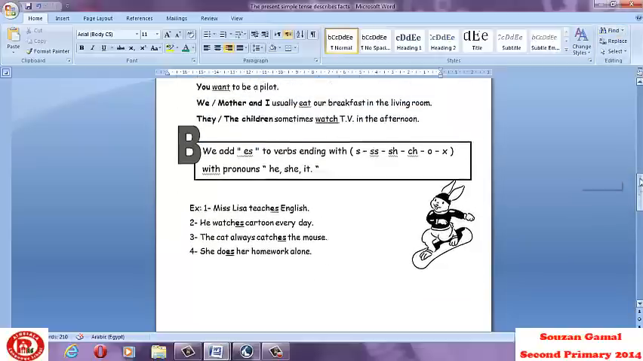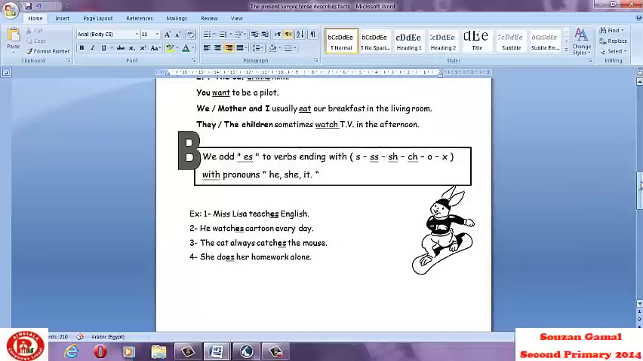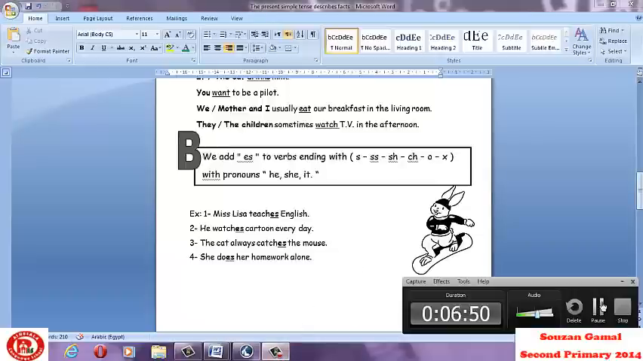So again, if you have a verb that ends with s, ss, sh, ch, x, o, you will add es, but only with he, she, and it. Okay? When do we add s or es? If you are talking about an action you always do or somebody always does.